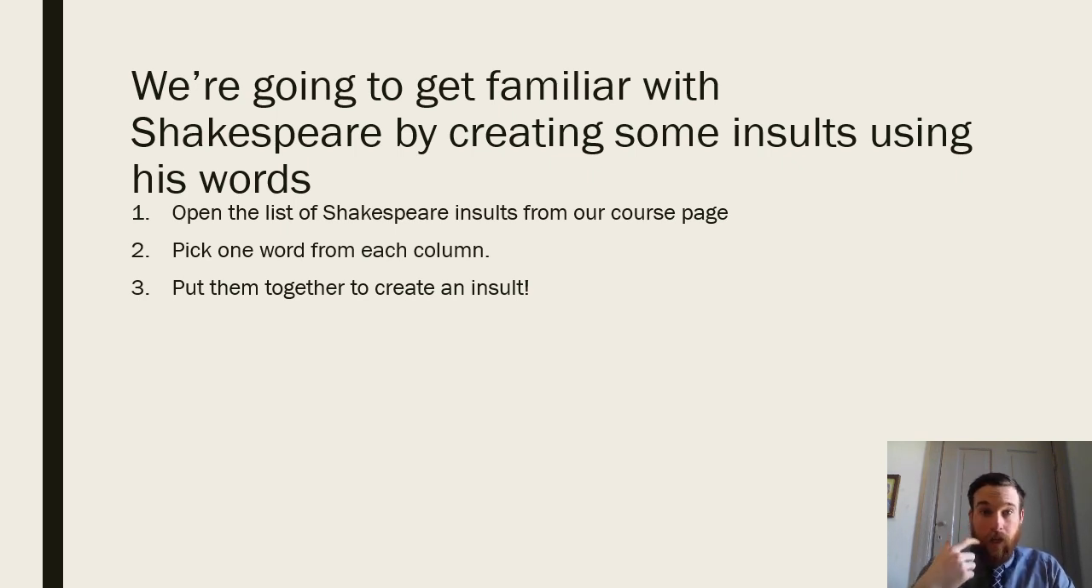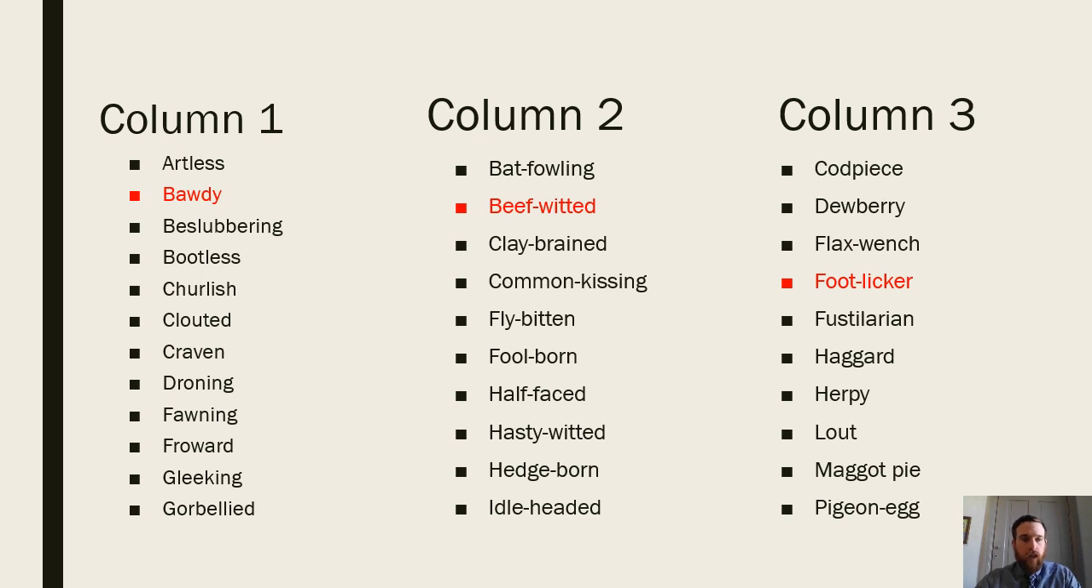Some of those sentences may not feel natural to you, again, because we're not super familiar with his words. But when you hear them together, you're like, oh, that kind of ties together and makes sense. So we'll be putting them together in that way to make an insult. So you take one word from column 1, one from column 2, one from column 3, put them all together, you have your insult. So here's an example of what that looks like.